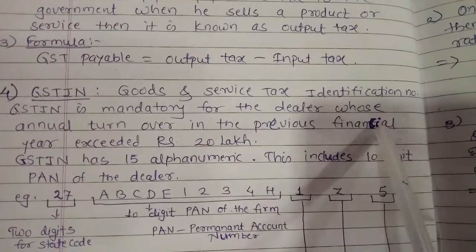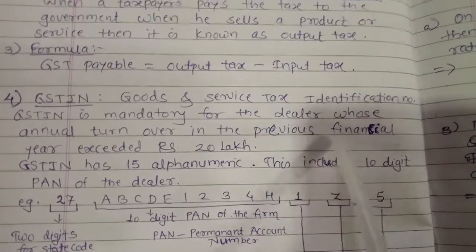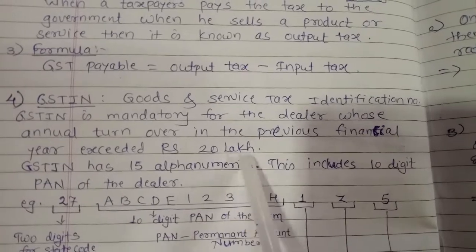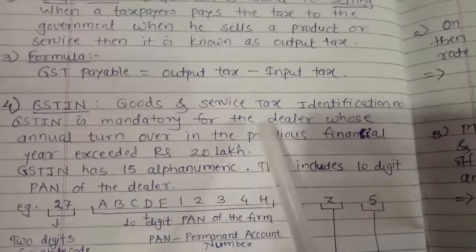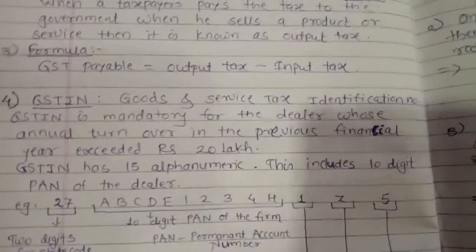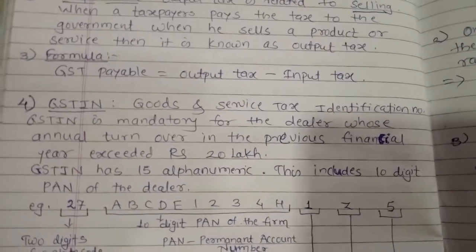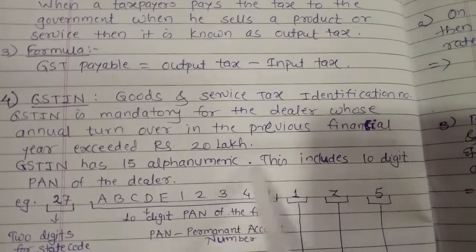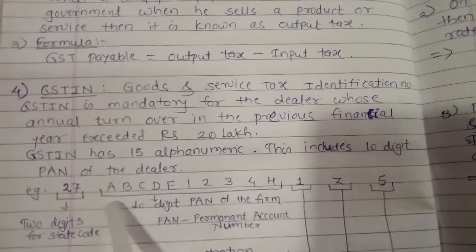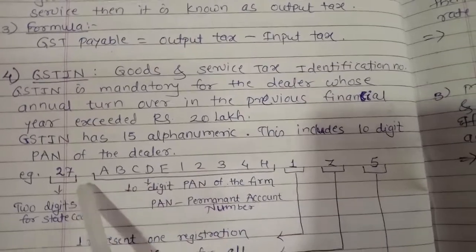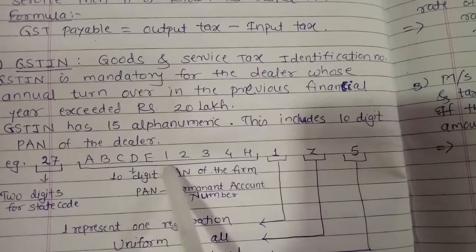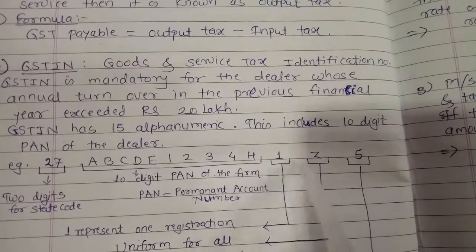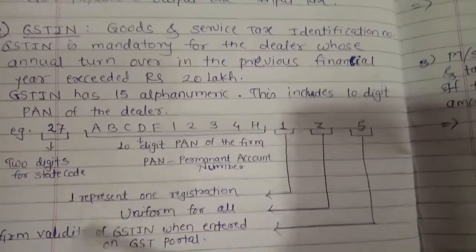It is mandatory for the dealer whose annual turnover in the previous financial year exceeds 20 lakhs, जिसका एनुअल इनकम 20 lakhs से भी ज़्यादा है उसको GSTIN नंबर मैंडेटरी रहता है. It has 15 alphanumeric characters, and this includes the 10 digit PAN of the dealer. So see the numbers, that is 27ABCDE1234H1Z5. See, each number has its identification.